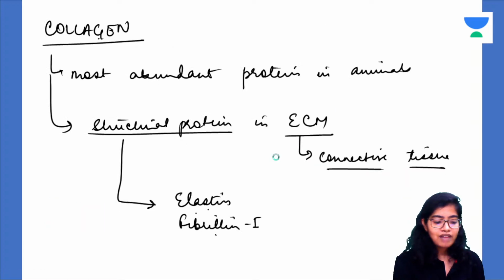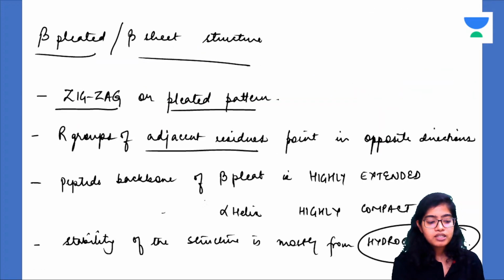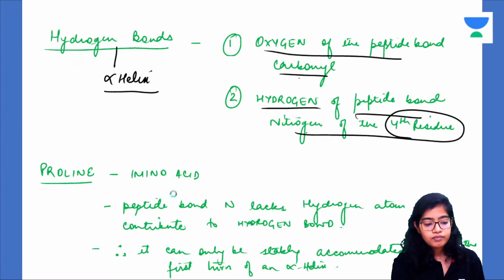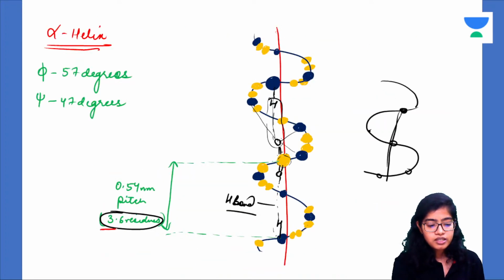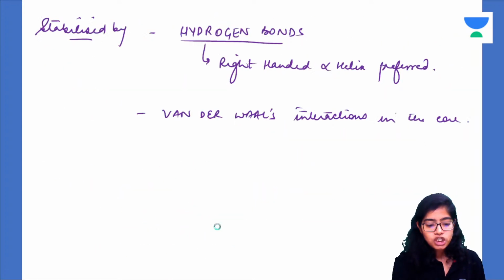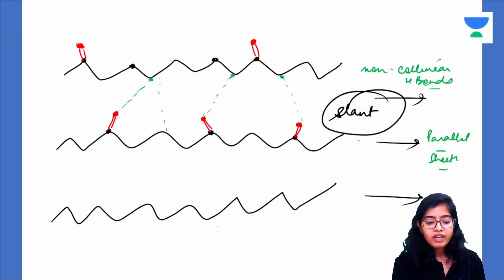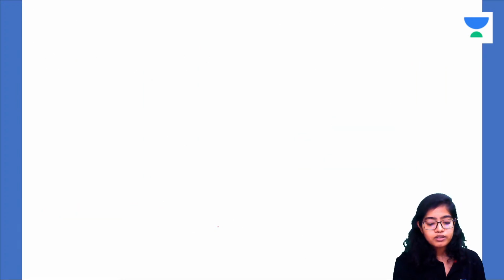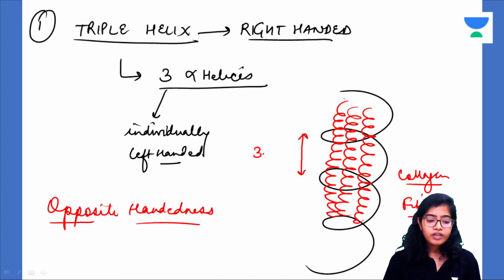Now per turn, how many residues were there? In a normal alpha helix, per turn 3.6 residues are there. In one pitch, 3.6 residues are there. In collagen, 3.3 residues are there per turn. Okay, 3.3 residues per turn, and the pitch is almost double that of a normal helix.